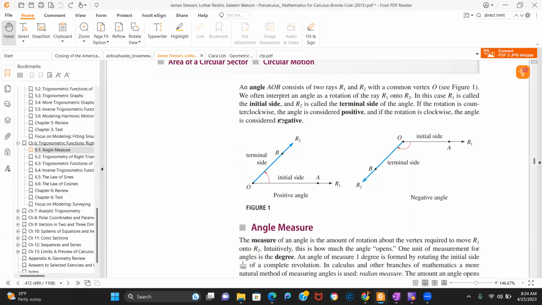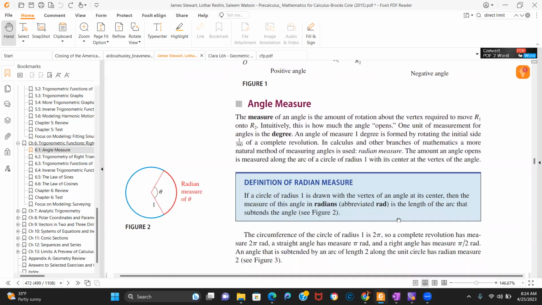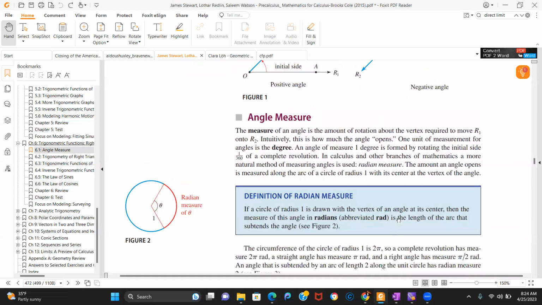If the rotation is counterclockwise, the angle is positive. And if the rotation is clockwise, the angle is negative. So an angle is a pretty simple thing. It's a simple definition, and there are ways of conceptualizing it. Now we want ways of measuring it, and this definition actually helps us to measure angles.